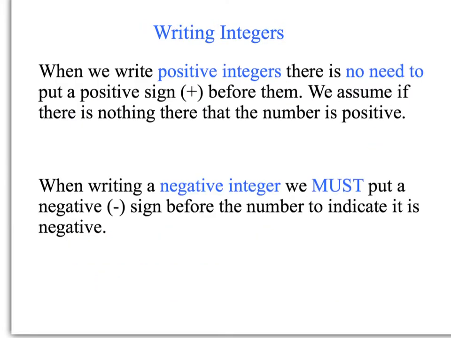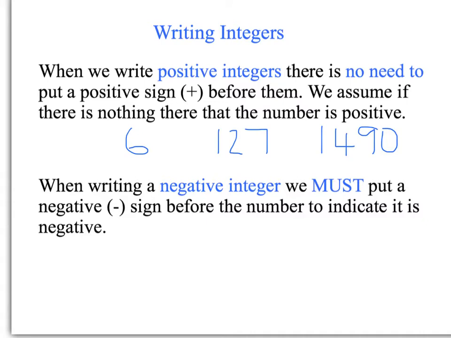Alright, when we're writing integers, we write positive integers like we've always written numbers, just with the number. There's no need to put a positive sign before it. We know that it's positive if there is no sign before it, then we just assume that it is positive. So for example, we would write the number 6 like that, or we'd write 127, we'd write 1490. These are all integers. Now please note also that an integer is not a fraction and it's not a decimal. So integers are only whole numbers, but they can be positive and negative.